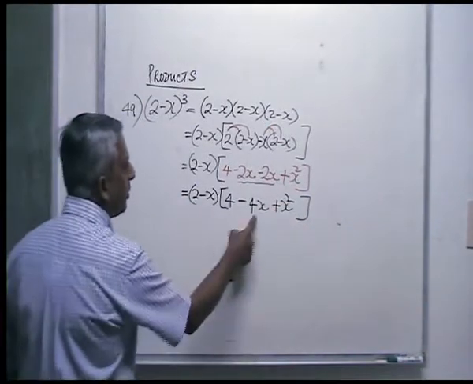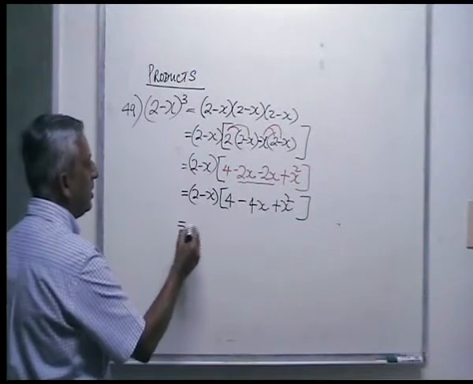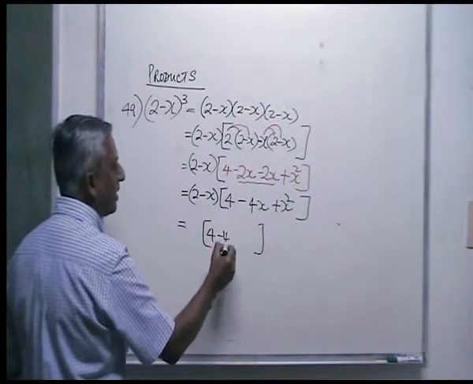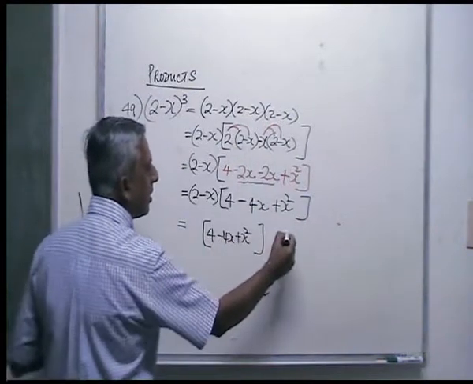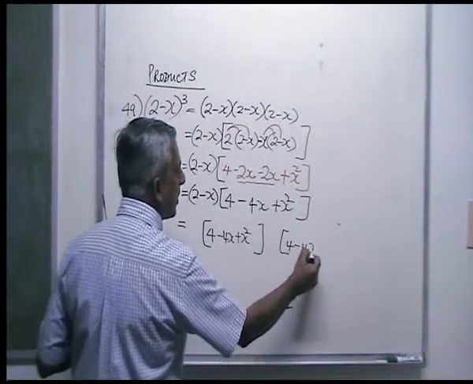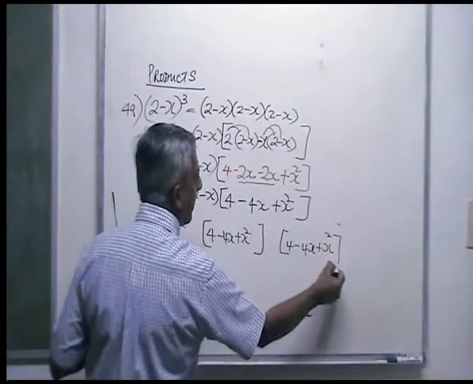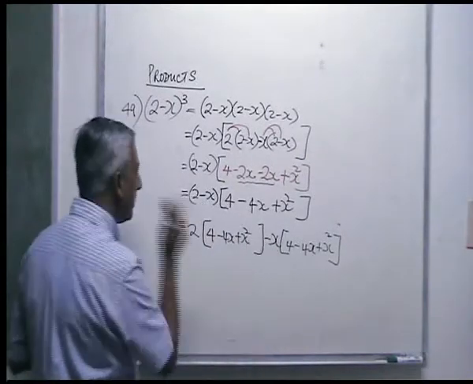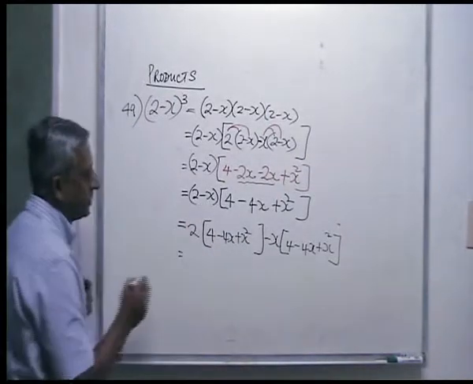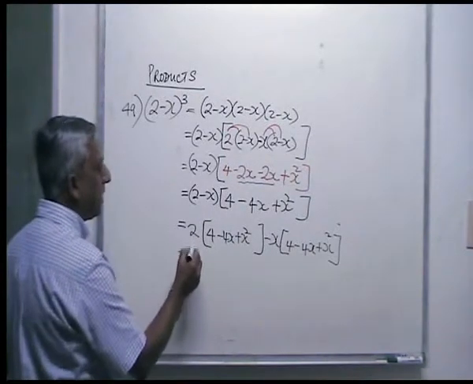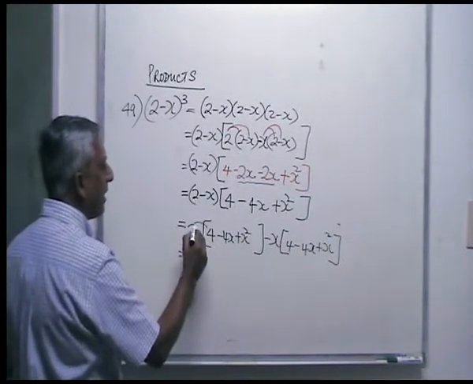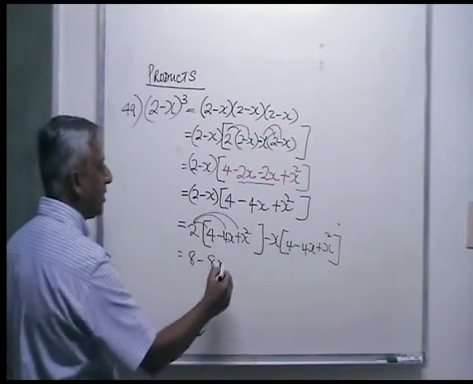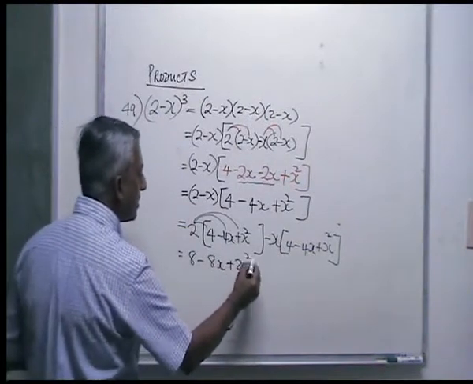Okay, now we've got 2 brackets and we're multiplying. Therefore, the second bracket has to be written 2 times. So that's 4 minus 4x plus x squared. This 2 comes down here and the minus x goes down there. Okay, so multiply. 2 times 4, 8. 2 times minus 4x will give you minus 8x. 2 times x squared will give you plus 2x squared.